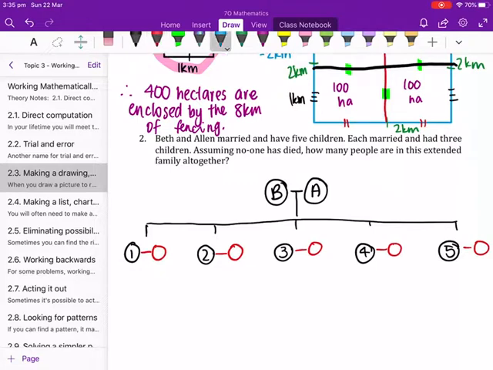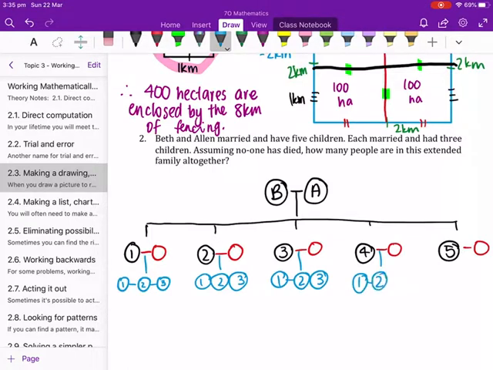And then each of these married couples had 3 children. So we have 1, 2, 3 children. 1, 2, 3. These are going to have 1, 2, 3 children. 1, 2, 3. The fourth person's going to have 1, 2, 3 children. And finally, our 5th person's going to have 1, 2, 3 children. So now from our diagram, we can count how many people there are.